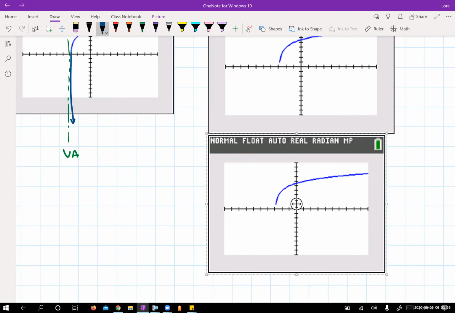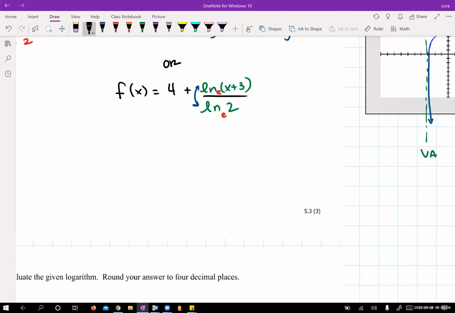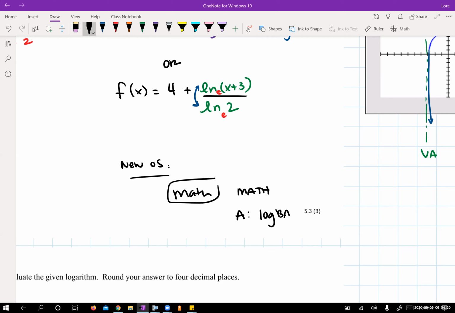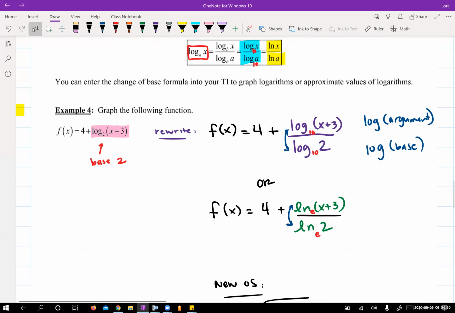So that's super nice. And one more time, if you're interested, just in case you have a newer operating system, you can press the math key. Then you're still on the math menu. If you press A or go down to item A, you'd be dealing with the log base key. So that's another way to approach this. If you want to evaluate logs right away, feel free. Whatever operating system you have, just know how to use it, and you'll be fine either way.